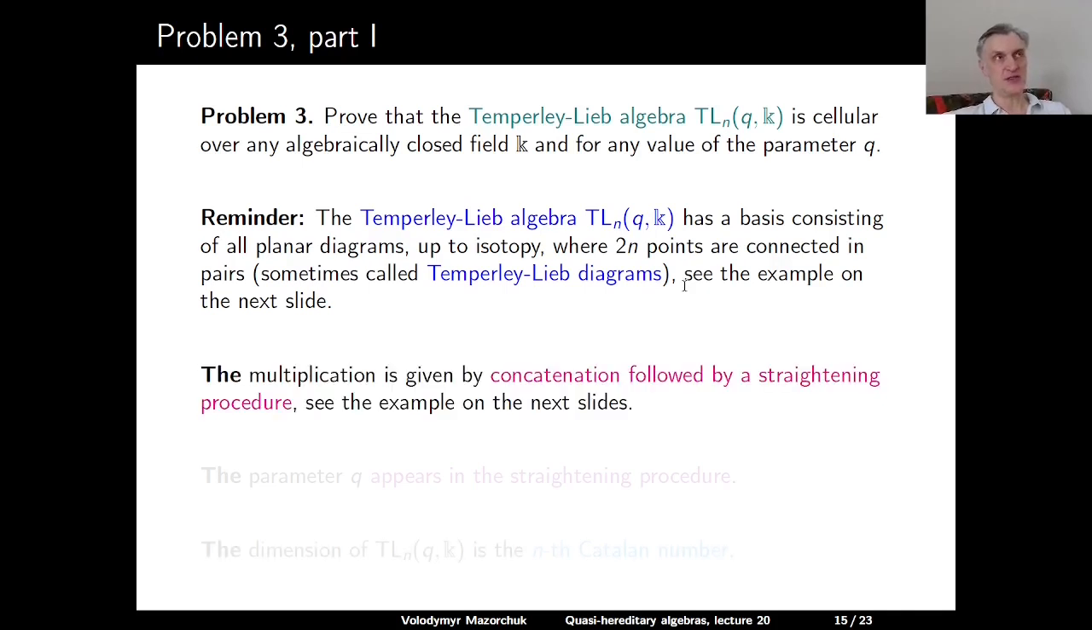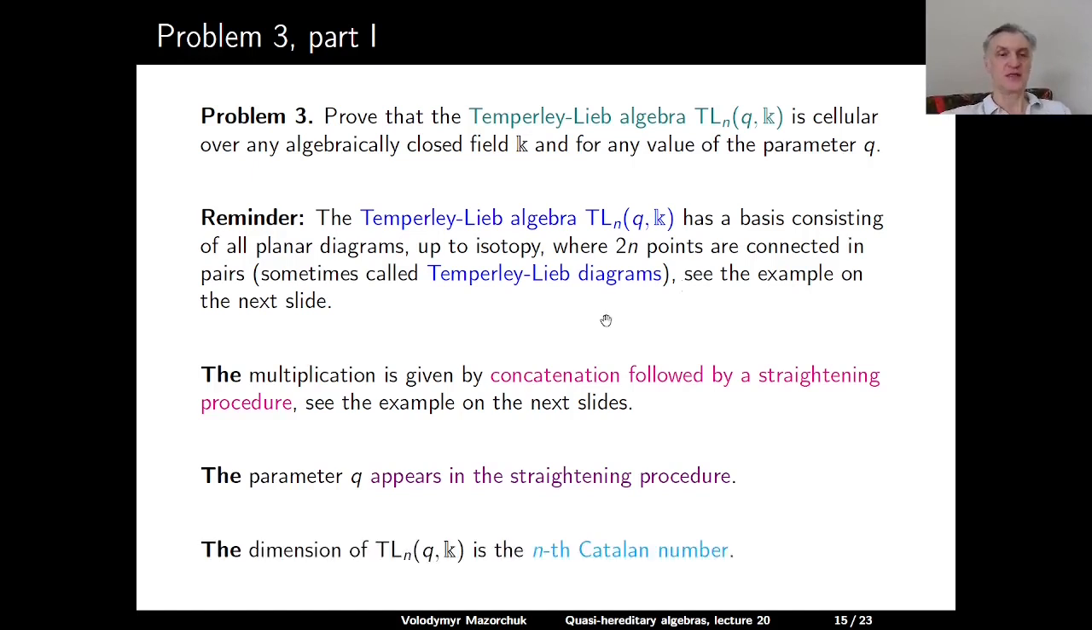The multiplication in this algebra is given by concatenation of the diagrams, followed by a certain straightening procedure, which will be explained on the next slides, and the parameter q appears in the straightening procedure as a coefficient. Since we have a basis of the temporal Lieb algebra given by non-crossing connections of two endpoints, the dimension of this algebra is the nth Catalan number.